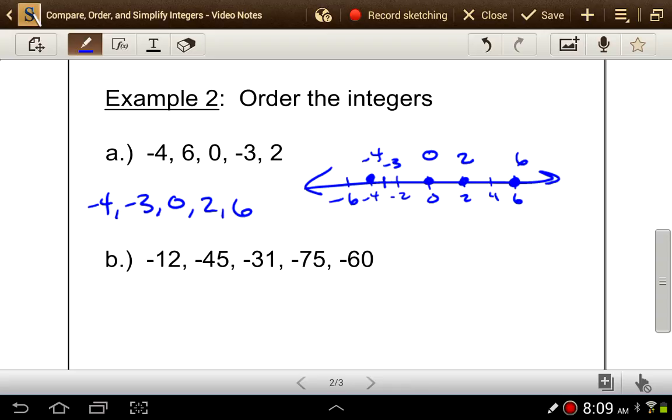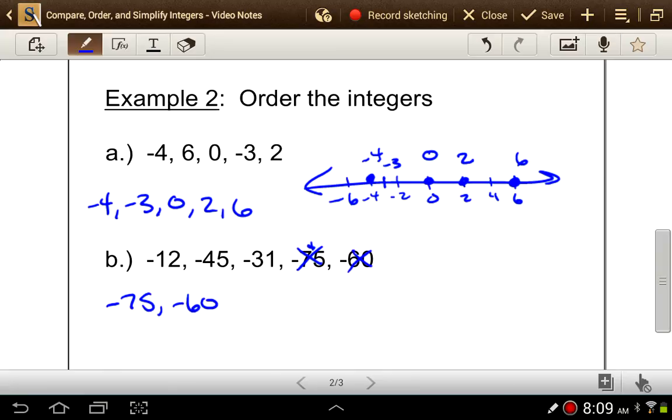For B here, look, they're all negatives. So I got to think of the opposite. In the positives, what would be the biggest number? That would be 75. But in negatives, that's the opposite. So that would be negative 75. Then what would be the next biggest number of what's remaining? That would be 60. But in negatives, it's the opposite. So that's negative 60 there.